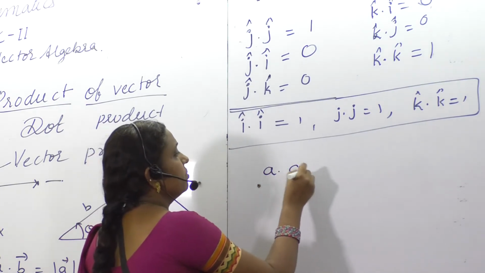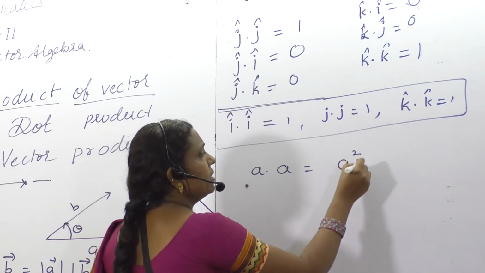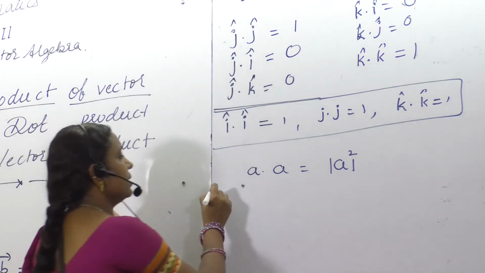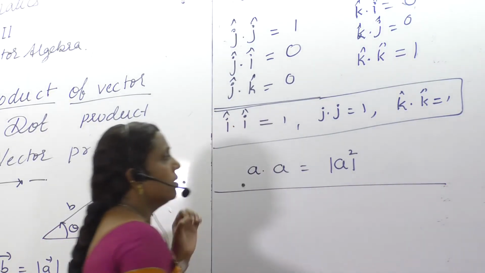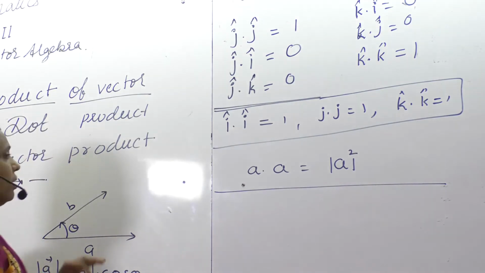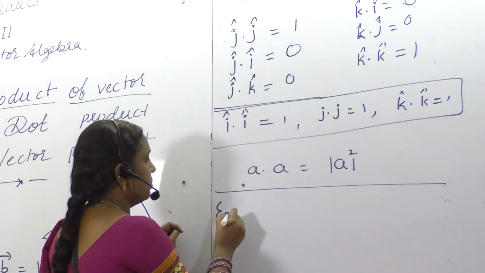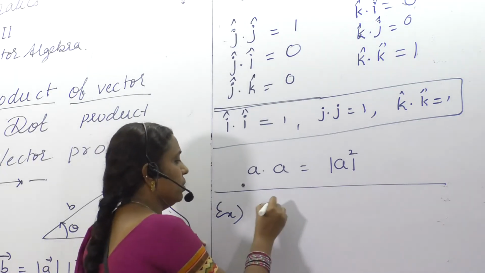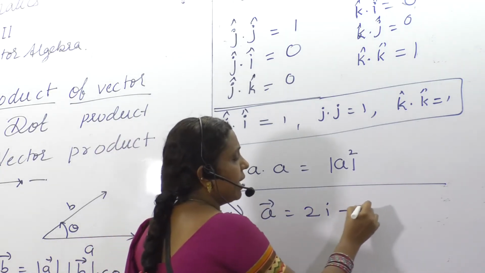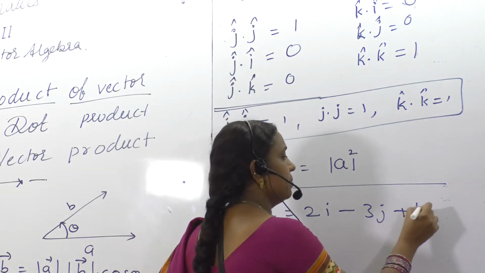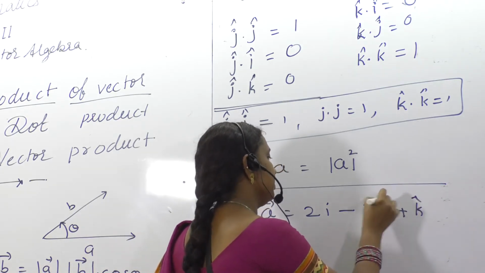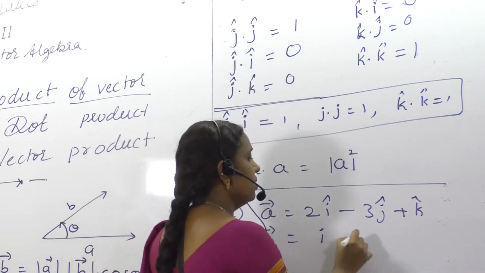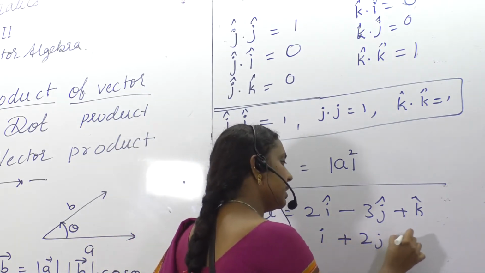A dot A is equal to A square. Okay? So this is the thing. And here, I will make you understand with one example why it is said to be scalar product or dot product. Suppose A is equal to 2i minus 3j plus 1k, B is equal to i plus 2j minus 3k.